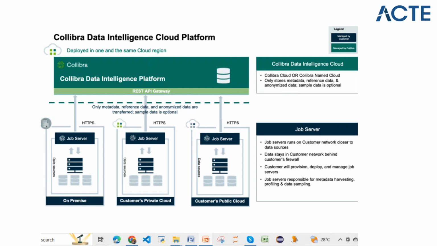The job server will have access to contact our data source, like MS SQL or Redshift, likewise. The client, whoever is using Collibra, will provision, deploy and manage the job servers on their own. It's completely the client's responsibility to have and maintain these job servers. The job server will get the metadata, profiling and data sampling information from the data source, and then it will be ingesting in here. So this is how the backend process works while ingesting a data source. So we'll be having job servers, yeah.